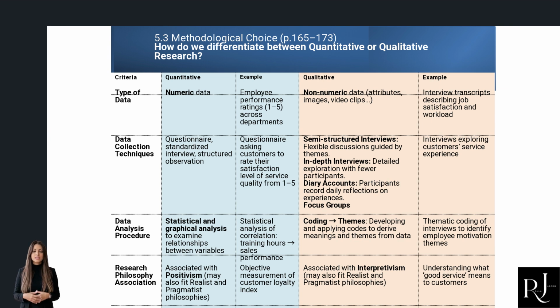Regarding the type of data, quantitative research uses numeric data, such as employee performance ratings from 1 to 5. In contrast, qualitative research uses non-numeric data, like interview transcripts describing job satisfaction. For data collection, quantitative studies rely on questionnaires and structured observations, while qualitative studies use semi-structured interviews, diary accounts, or focus groups. When it comes to analysis, quantitative researchers use statistical and graphical analysis to examine relationships between variables. Qualitative researchers use coding to derive themes and meanings from the data.